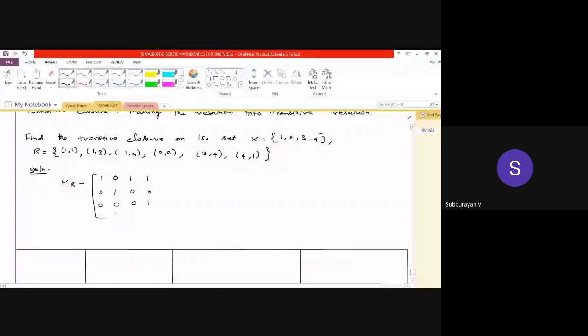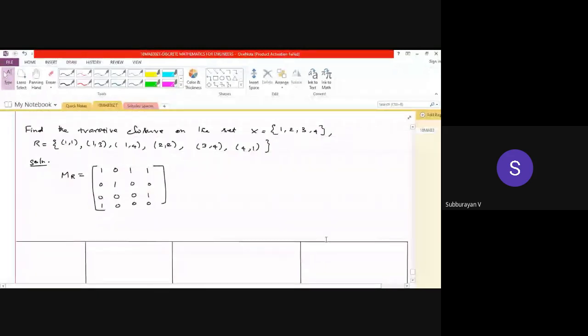Now Warshall's algorithm says that this is the initial matrix. First, I will explain what Warshall's algorithm is. This is a step-by-step procedure to construct the transitive closure. First, come to the first column of the matrix. Wherever we have non-zero entries, that is 1, you collect those positions. This is position 1 and this is 4.